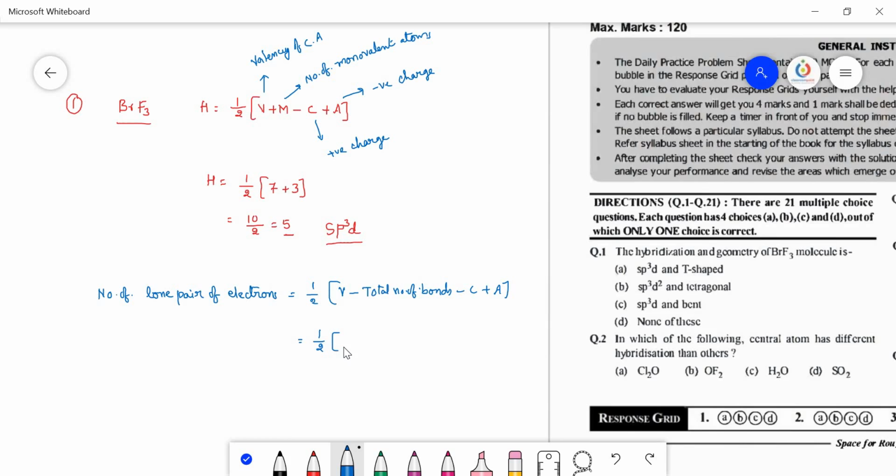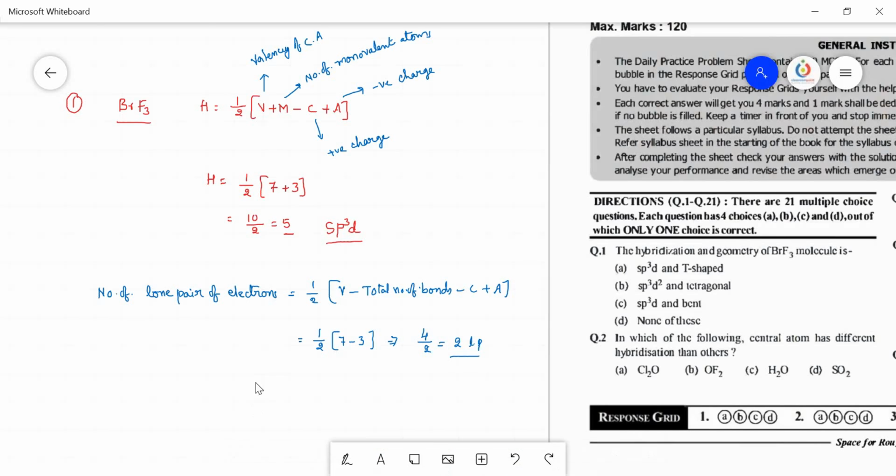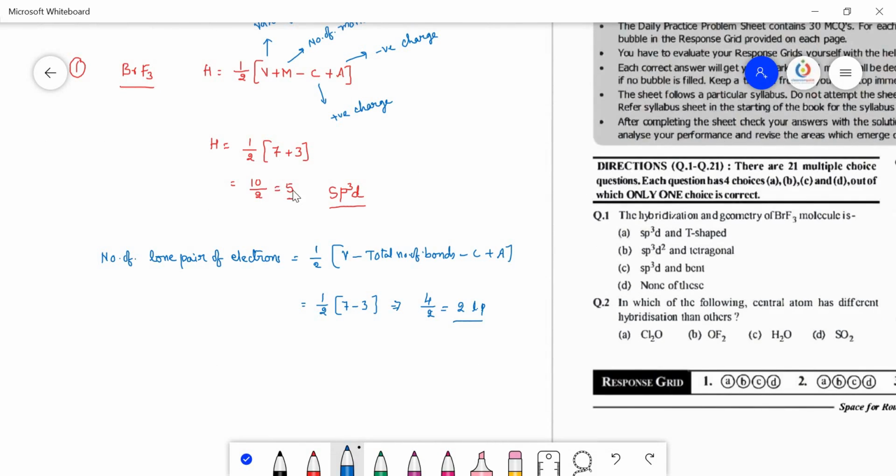So the valency of bromine is 7, minus the bonds: each fluorine forms 1 bond, so 3 fluorines, minus 3. No positive charge, no negative charge. So 7 minus 3 is 4, divided by 2 equals 2. So here 2 lone pairs of electrons are there. Out of 5 hybrid orbitals, 2 hybrid orbitals are occupied by lone pairs of electrons, so only 3 hybrid orbitals are left. Those 3 hybrid orbitals of bromine overlap with the p orbitals of fluorine, so they form the structure like this.